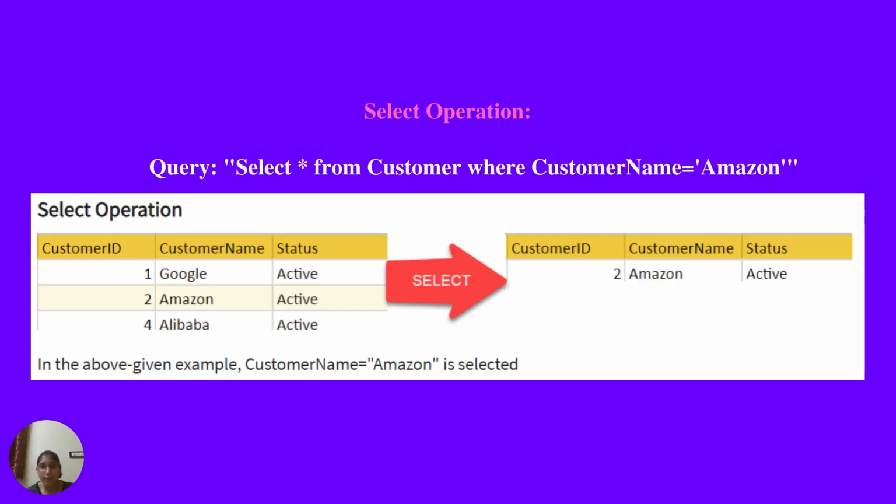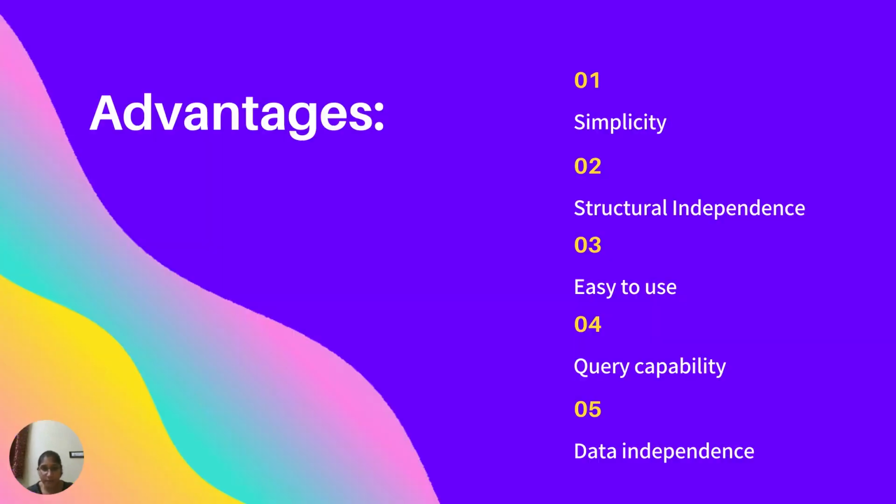The last operation is select operation. Suppose I want to display a particular row where customer name is Amazon. Now I can write the Oracle query as select star from customer where customer name equals Amazon. So now the name will be filtered and all the details belonging to customer name Amazon will be printed. These are the 4 operations along with the Oracle queries.